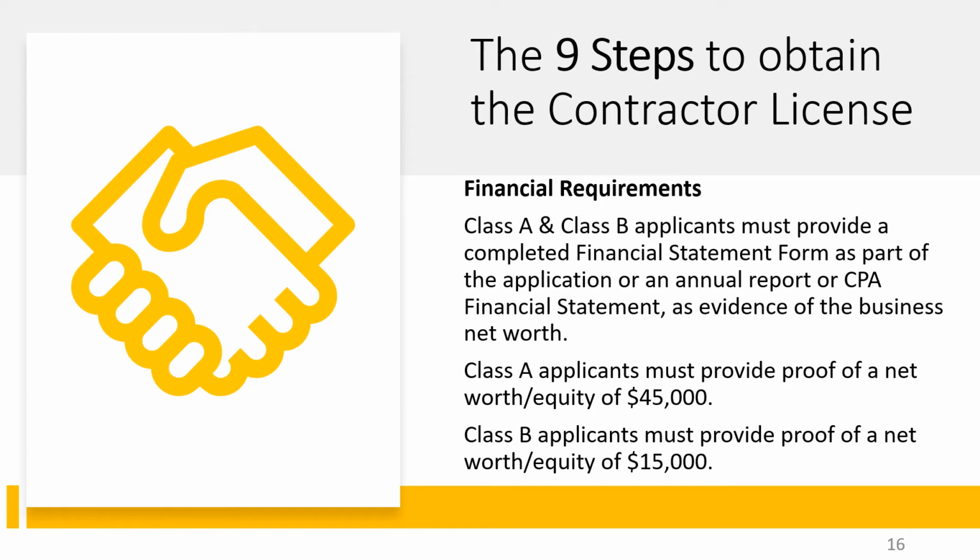Financial requirements. Class A and Class B applicants must provide a completed financial statement form as part of the application or an annual report or CPA financial statement as evidence of the business net worth. Class A applicants must provide proof of a net worth or equity of $45,000. Class B applicants must provide proof of a net worth or equity of $15,000.